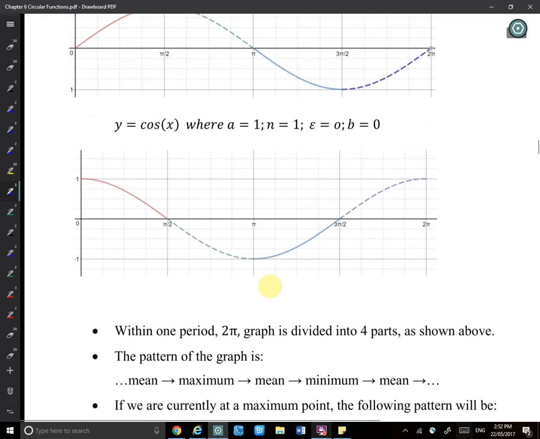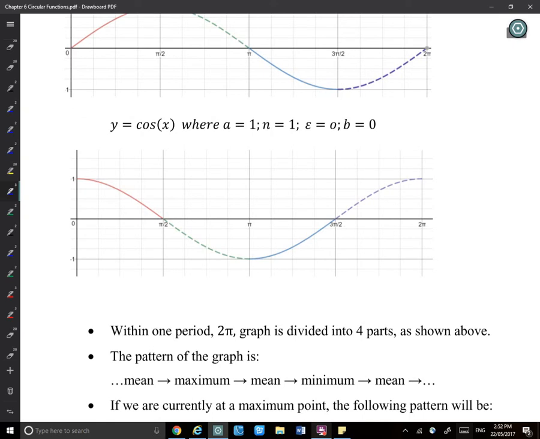Because in each period, your graph will experience 4 stages. Each stage will be period over 4 of the length horizontally. Then vertically, you move from the max to the mean. Then the next stage must be mean to the minimum. You will take another period over 4 of the length to travel from the mean to the minimum.